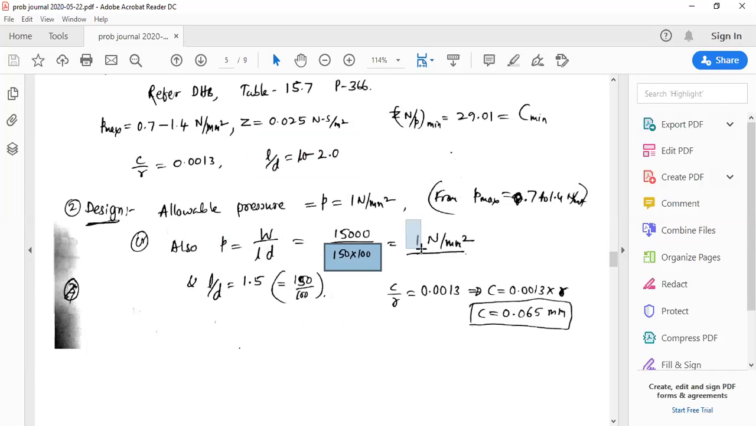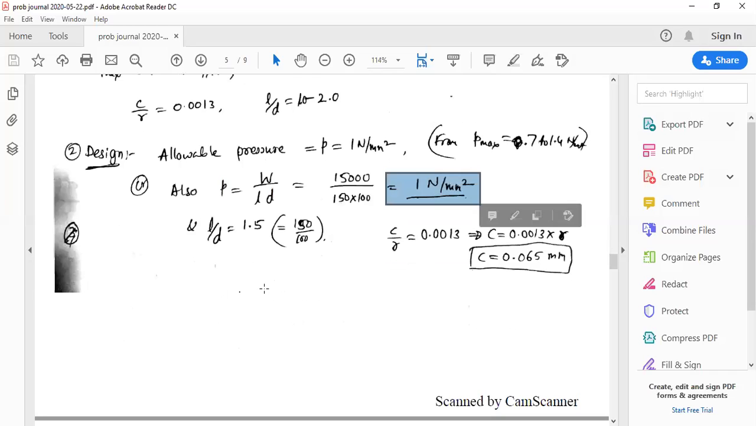So the pressure value we get here is 1 Newton per mm square itself. What we have assumed, either by using this value you can get the values of L and D, or with the known values of L and D you can get the value of pressure, 1 Newton per mm square. The ratio lies between 1 and 2, so that is suitable here.